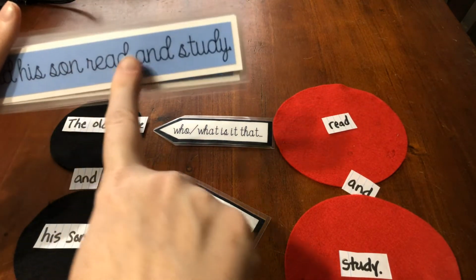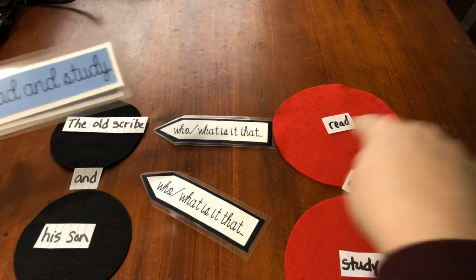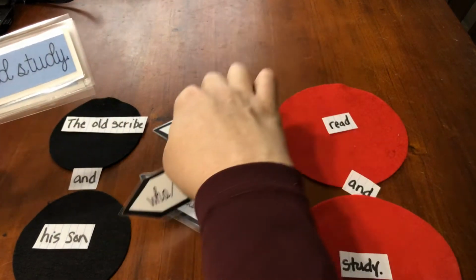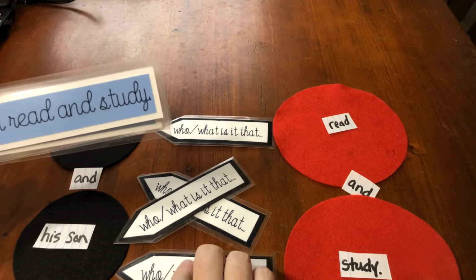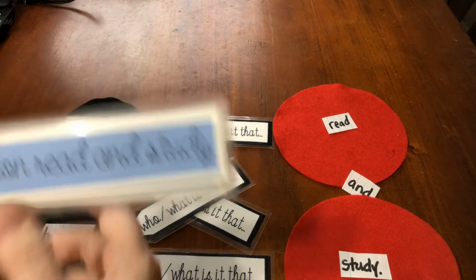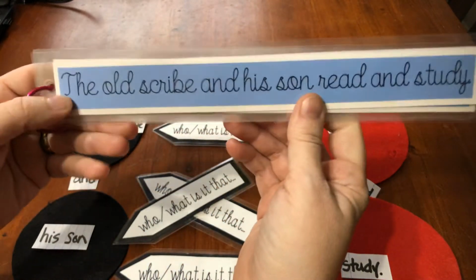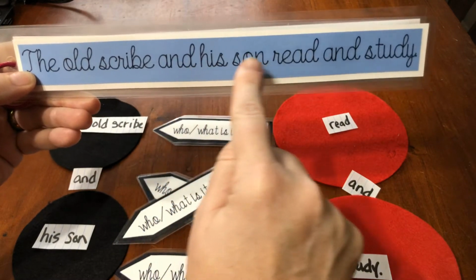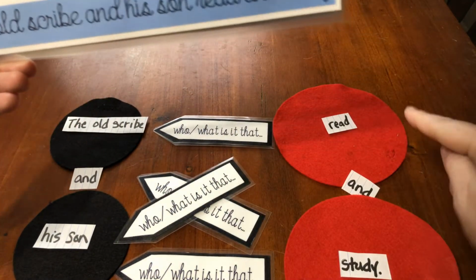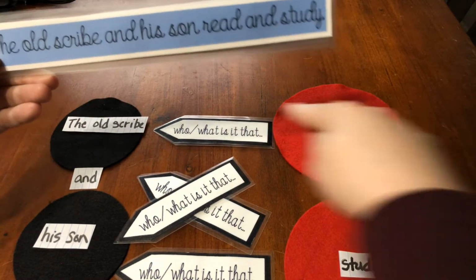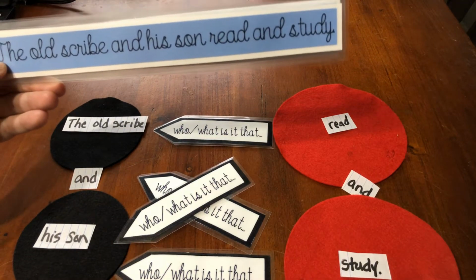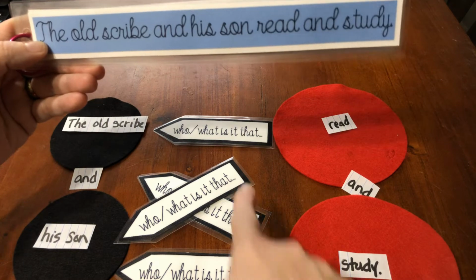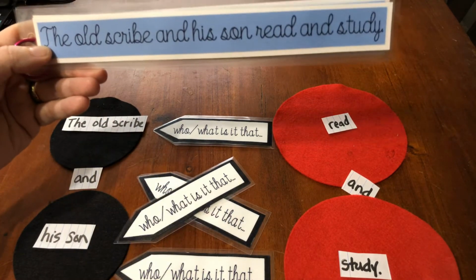What if we took out the old scribe and just used his son for our subject? His son reads and studies. Reads, who is it that reads? His son. Study, who is it that studies? His son. The old scribe and his son read and study. Who is it that reads? The old scribe and his son. Who is it that studies? The old scribe and his son.